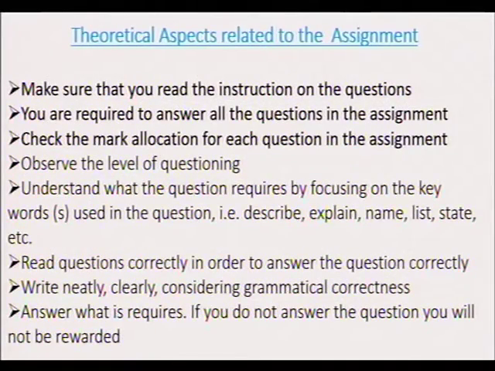I'm continuing with some of the theoretical aspects related to your assignment, in terms of the fact that you have to make sure that you read the instructions to the questions. You are required to do all the questions. If it is required, do all the questions, because it will obviously affect your marks towards the end. If you do not do all the questions, do not expect to get high marks.